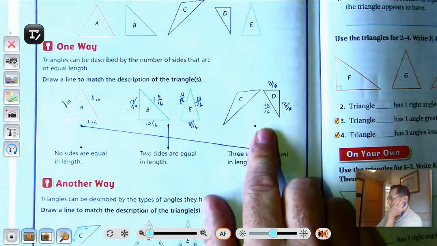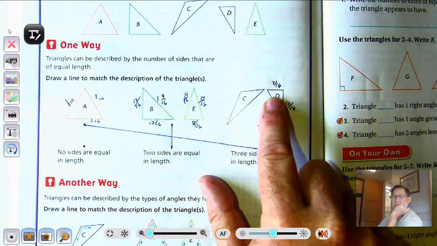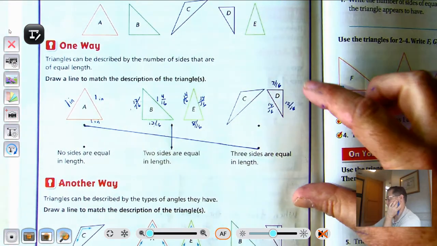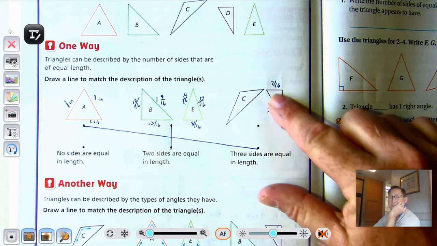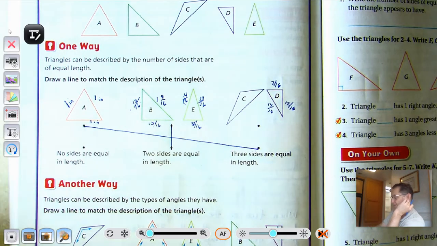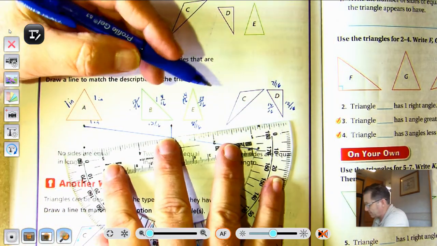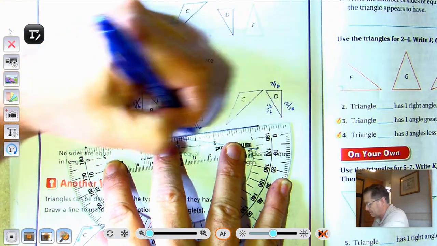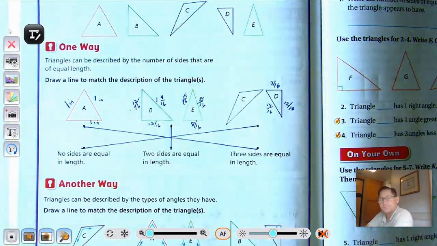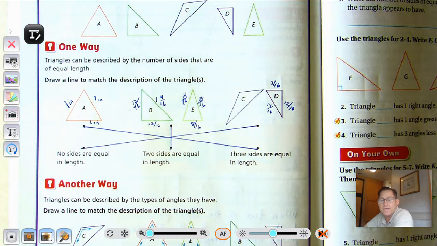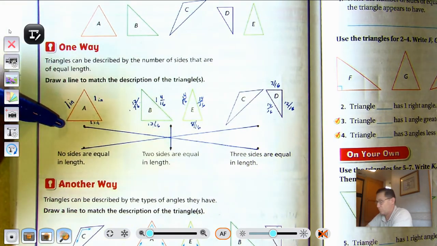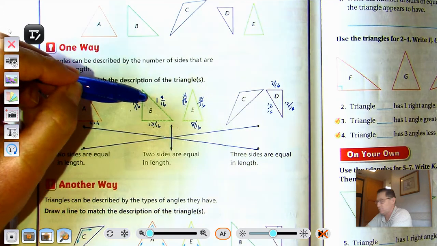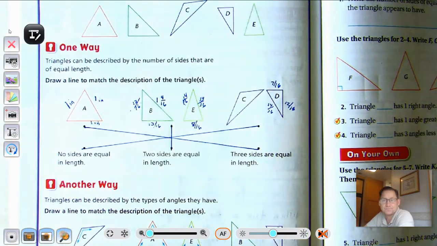Okay, so I counted 7 out of the 16 marks for this line segment. Counted 12 out of the 16 lines for this one, and I counted 14 out of the 16 lines for this one. So all three sides are different. So no sides are equal. Okay, so what are the three ways we can describe a triangle by its sides? We can say all three sides are equal. We can say two of the sides are equal, or we can say no sides are equal.